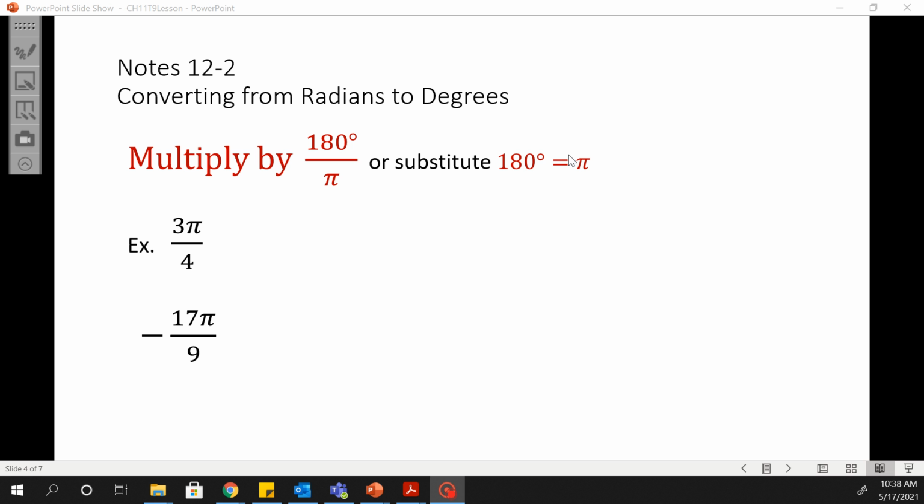Converting from radians to degrees. Now we can go the other way around. If pi over 180 degrees takes us from degrees to radians, then to go from radians to degrees, we multiply by 180 degrees over pi, or just substitute 180 degrees for pi, because we know that pi is equal to 180 degrees.